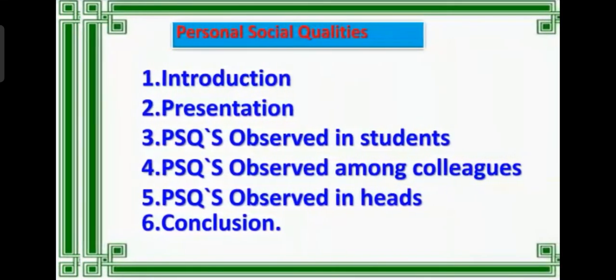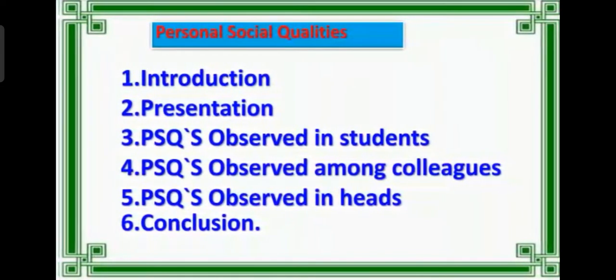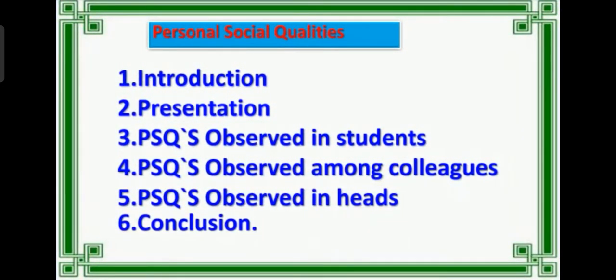These are some of the personal social qualities which I observed. These are described under these 6 headings. Under that, the first one is introduction. Number 2, presentation. Number 3, PSQs, that is personal social qualities observed in students. Personal social qualities observed among colleagues. Personal social qualities observed in heads. Then the final one is conclusion. These are the different headings which you have to describe for personal social qualities.